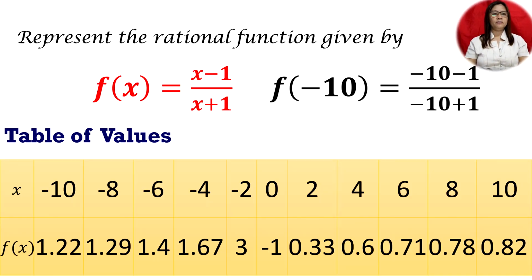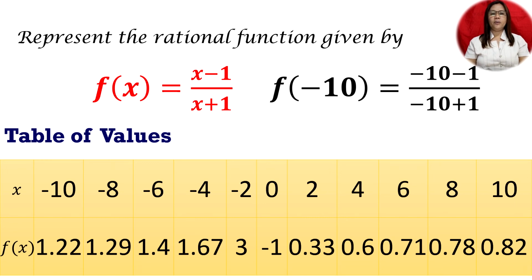Represent the rational function given by f(x) = (x - 1)/(x + 1). If x is equal to -10, then f(-10) is equal to (-10 - 1)/(-10 + 1), which is equal to 1.22. If x is -8, f(x) is equal to 1.29. If x is equal to -6, f(x) is equal to 1.4. If x is equal to -4, f(x) is equal to 1.67.